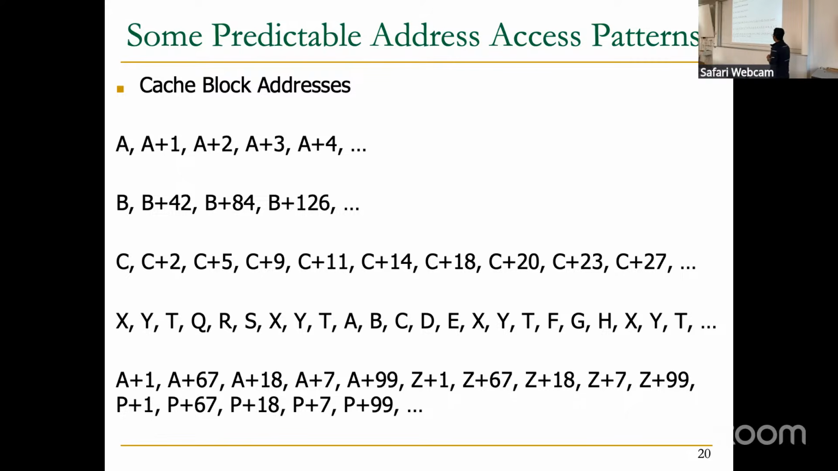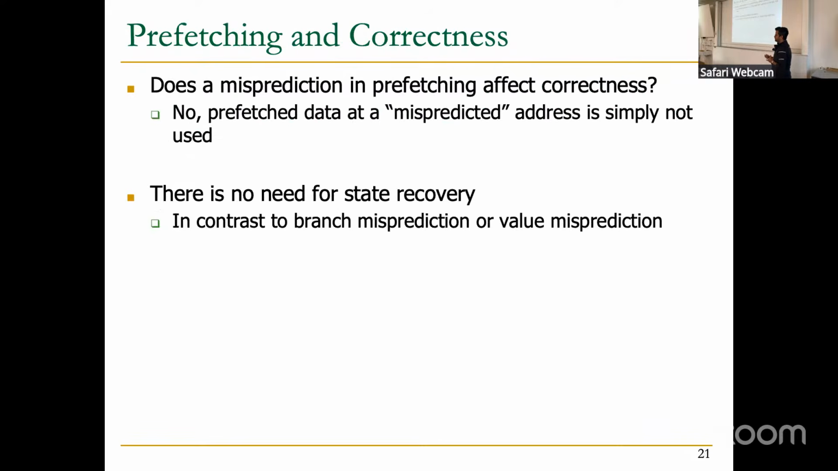Okay, and then you have patterns like this, which seem random. But if you look inside, you see A plus 1, 67, A plus 8, and A plus 7, 99. So this follows in one cluster, and then the same cluster repeats, and then the same cluster repeats. This just gives you an example of how complex the memory address stream can be. The better your algorithm is, the better you can understand what your program is supposed to access next.